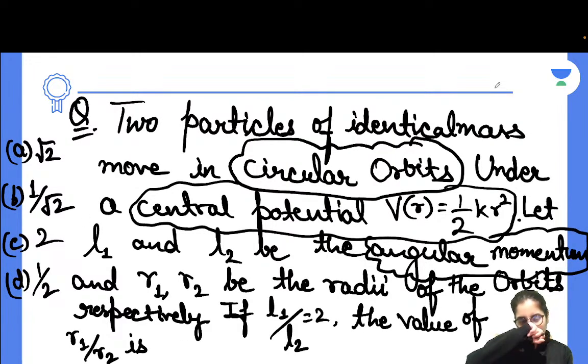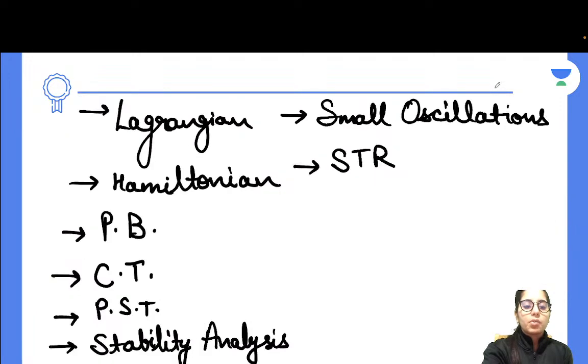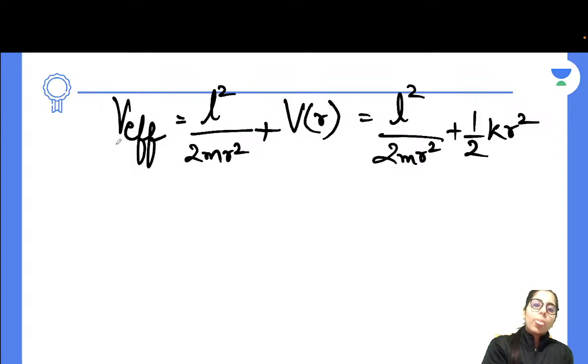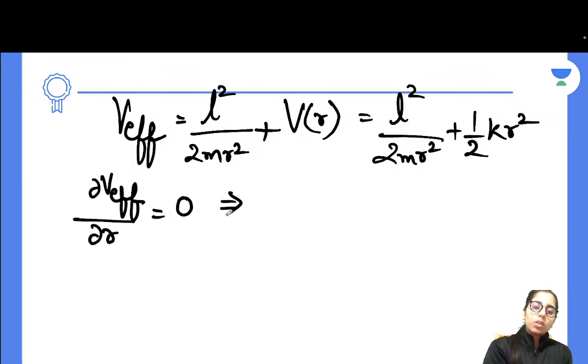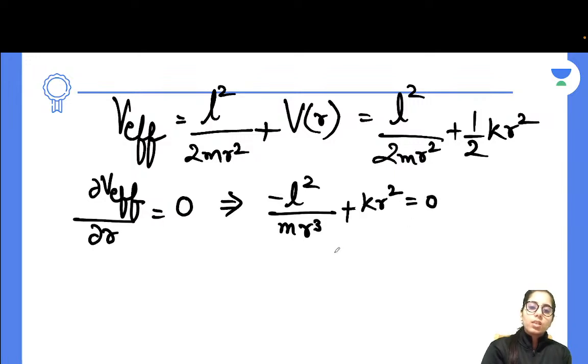Now what will be the next step we will take, because they are asking us to find some relation between L and R. How can we get to know about it? Because they have given you L1 and L2 values and they are asking you to find the ratio of R1 and R2. So firstly we will take the step which we take to find the equilibrium point, like dV effective divided by dr equated with 0. When you do this, it is going to give you negative L square divided by mr cube, and the other thing you will have here is plus kr square, that is equal to 0. So in this case what will happen?